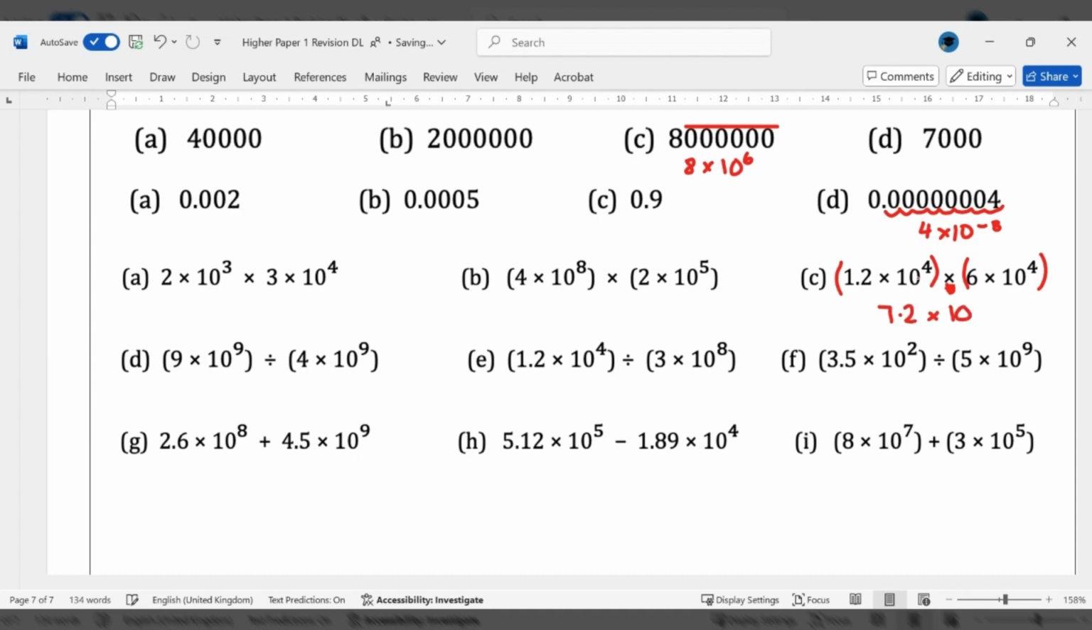Then we will multiply the tens. 10 to the power 4 times 10 to the power 4. Well, we just said if we times the same thing, 10 times 10, we can add the little numbers. Dividing, 3.5 divided by 5. Right, you could do that as a little sum here. 3.5 divided by 5 is 0.7. So it's 0.7.